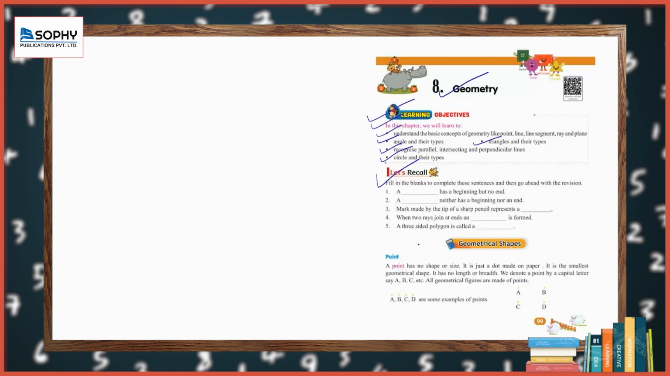Now let's recall. We have to fill in the blanks to complete these sentences and then go ahead with the revision. Now in the first one, a dash has a beginning but no end. Very good students, that is, a ray has a beginning but no end. Now let's look at the geometrical shapes.